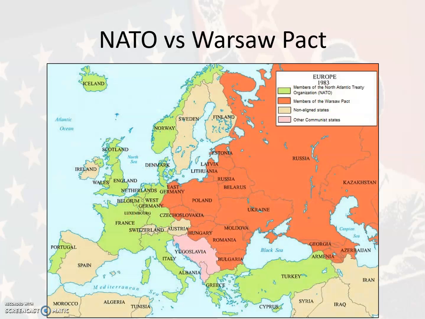Another big one would be NATO versus the Warsaw Pact. Here we see the NATO members in green, Warsaw Pact members in the orangish red. The non-aligned states, they are not a part of NATO or the Warsaw Pact. They're in the kind of tannish color. And in the pink, we have other communist states. Now, these communist states were not part of the Warsaw Pact, but they weren't part of NATO as well, kind of an oddity outside the norm.